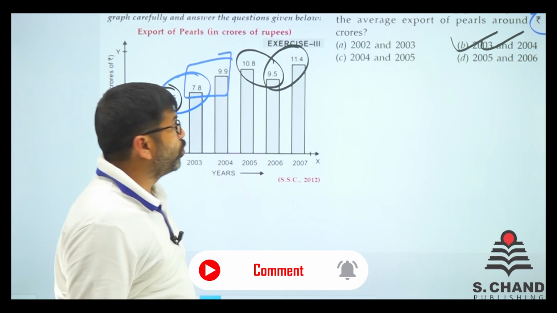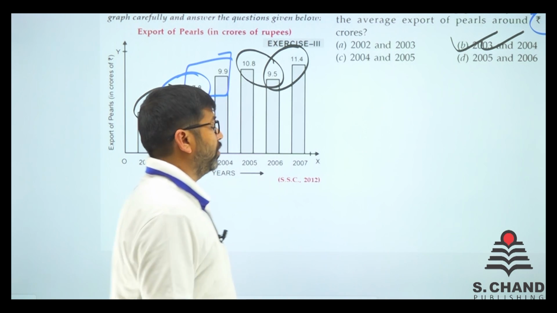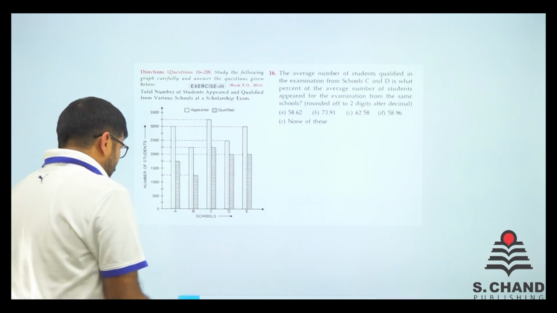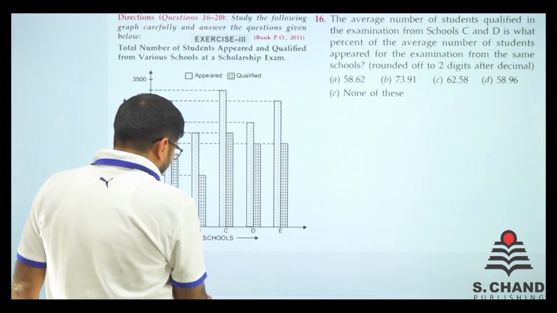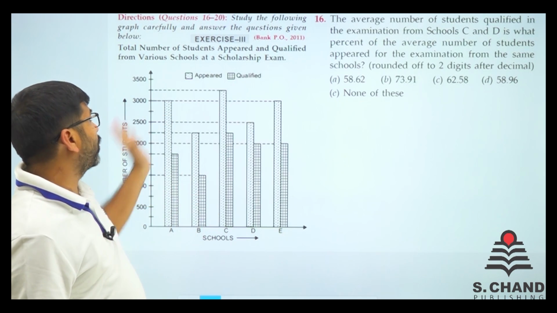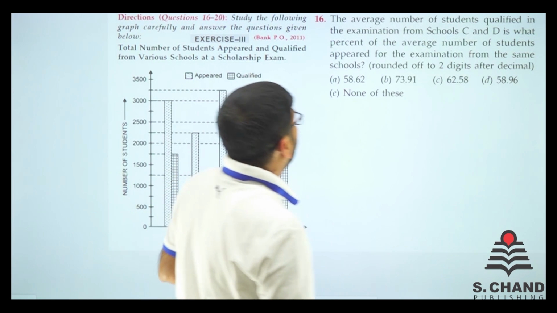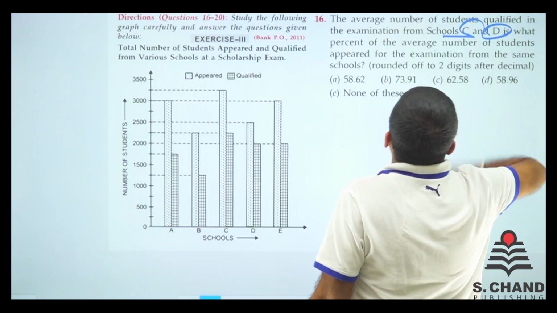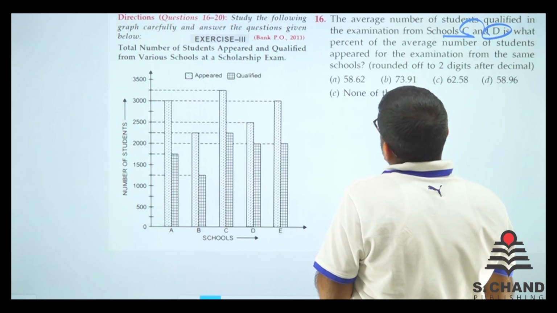Okay, so let's do more questions from this exercise. Do one more graph, right? Okay, so here we go. Here are questions 16 to 20, and we can see that this is again a bit of a different chart. This is the number of school students who appeared for a scholarship exam and qualified. So what is the question? The average number of students qualified in the examination from C and D is what percentage of the average number of students appeared for the examination from the same schools.